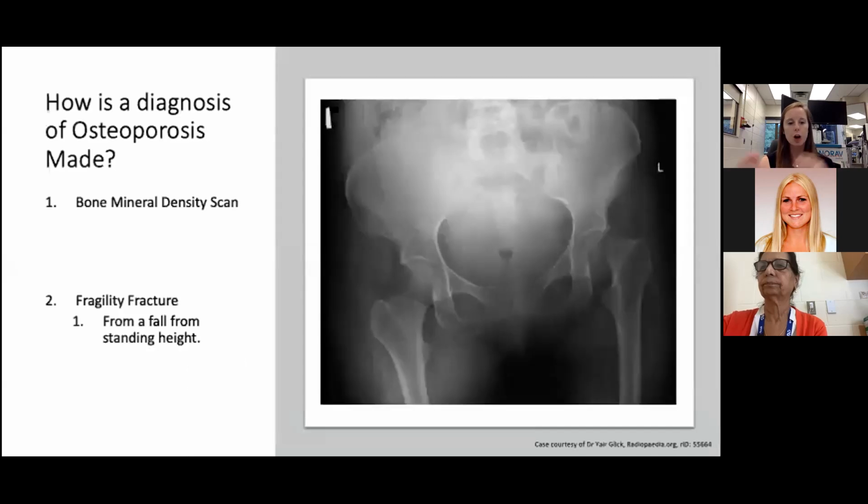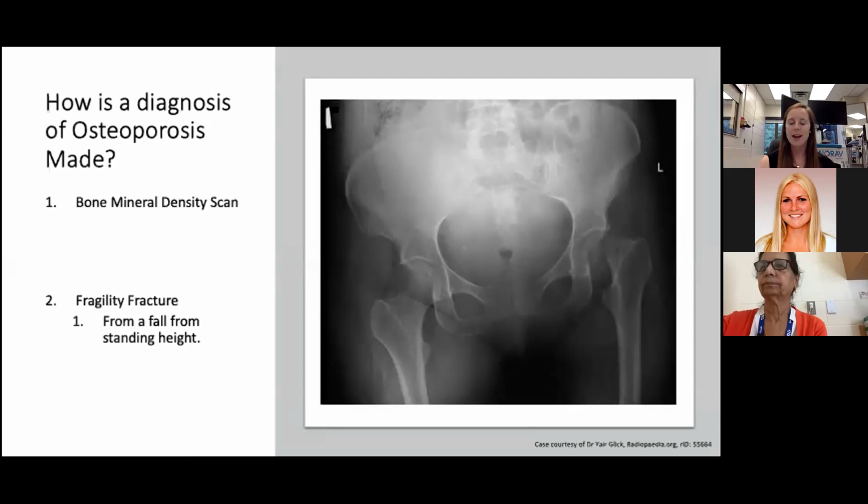Okay, so we've talked about the risk factors for osteoporosis and what might make someone a little higher risk. But how is it diagnosed? If you went to your doctor and said, "Do I have osteoporosis?" how would they decide that? Well, there's 2 ways. First of all, you can have a bone mineral density scan. You've probably heard it called just a bone density. And that we'll talk about in just a minute. I have a whole slide to teach you a little bit more about what that means and what you can expect if you have one coming up.